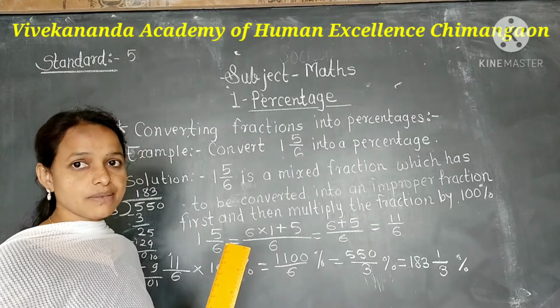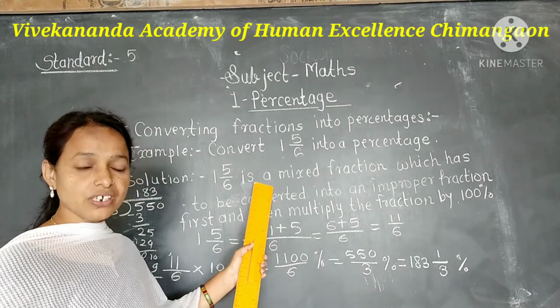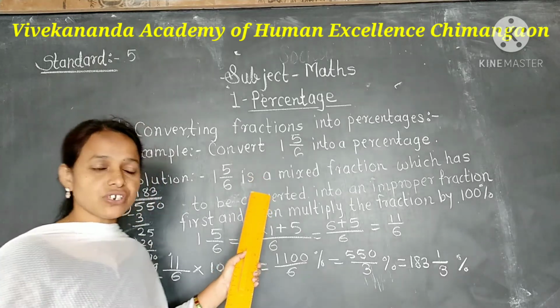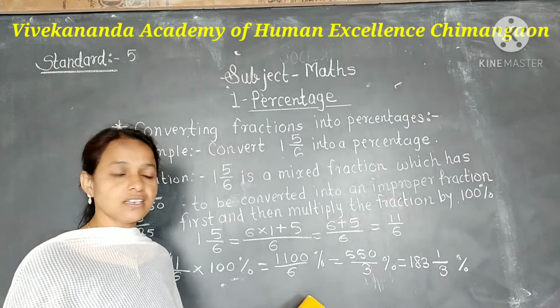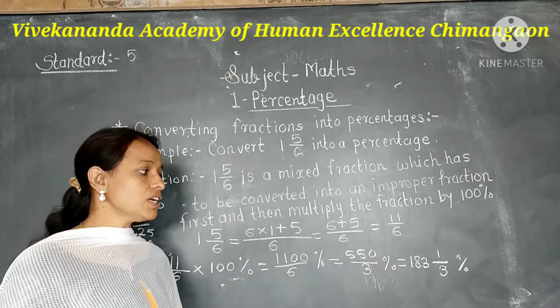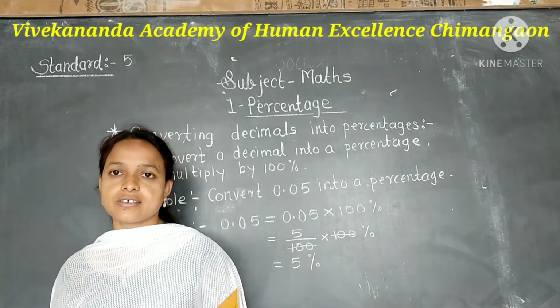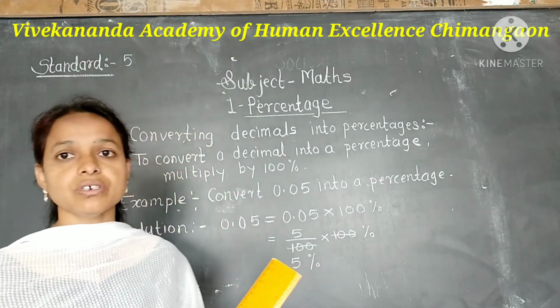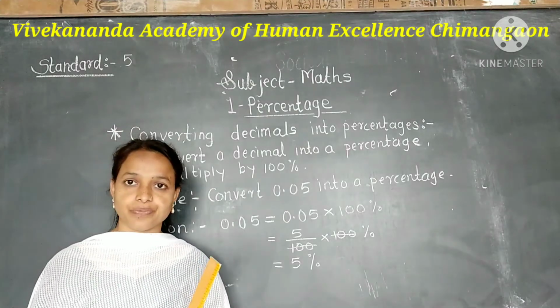percentage. One more time, see student. First we convert mixed fraction into improper fraction. Then we multiply improper fraction by 100 and by solving it we get answer 183 1/3%.